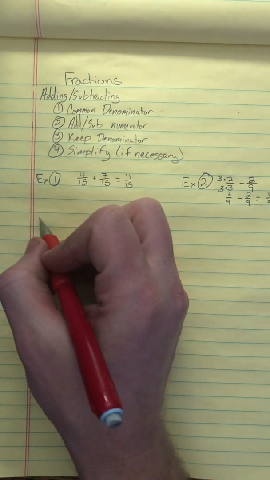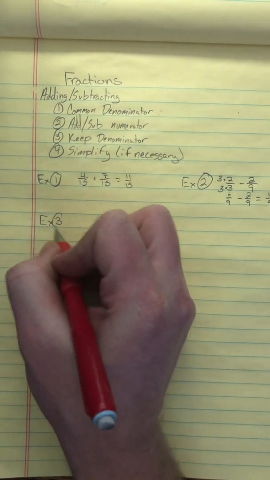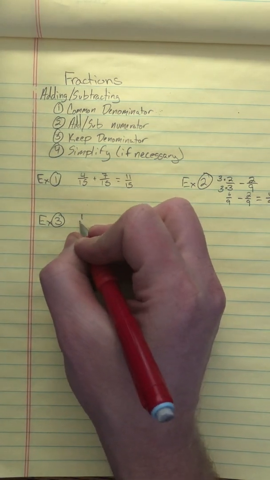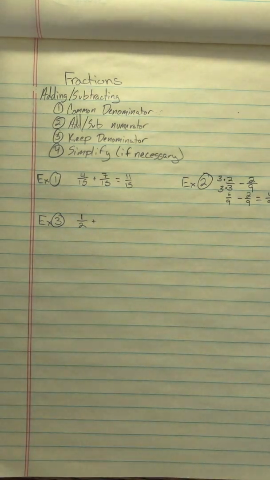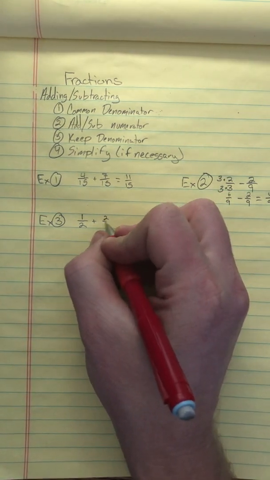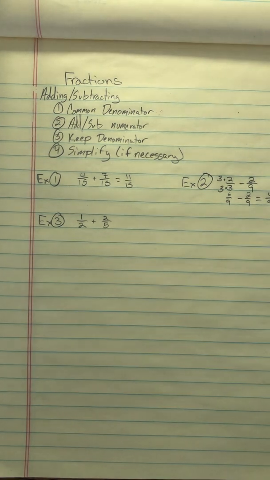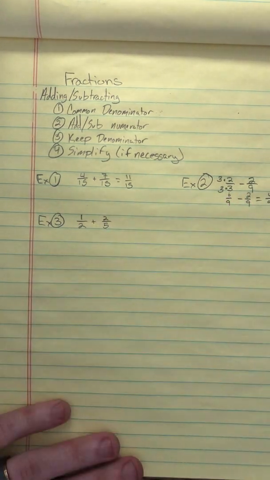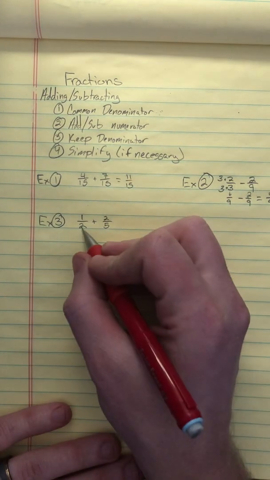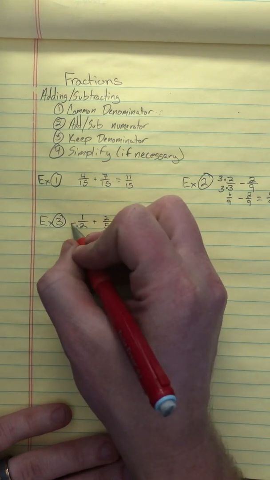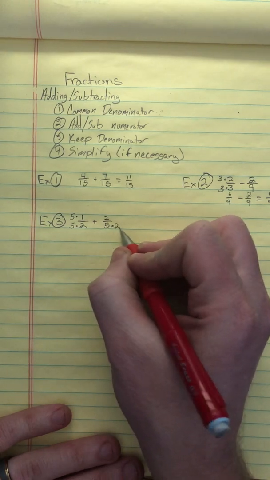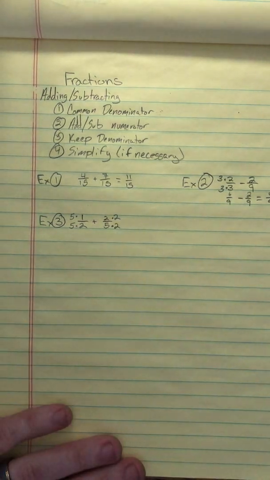All right, we're going to do an example 3. All right, let's go with 1/2 plus, let's go with 2/5. 2 cannot go into 5. Right? So, the easiest way to recognize this, multiply by the opposite denominator. So for the 2's, we're going to multiply by the 5. Do the same thing to the top. For the 5, we're going to multiply by 2. Same thing to the top.